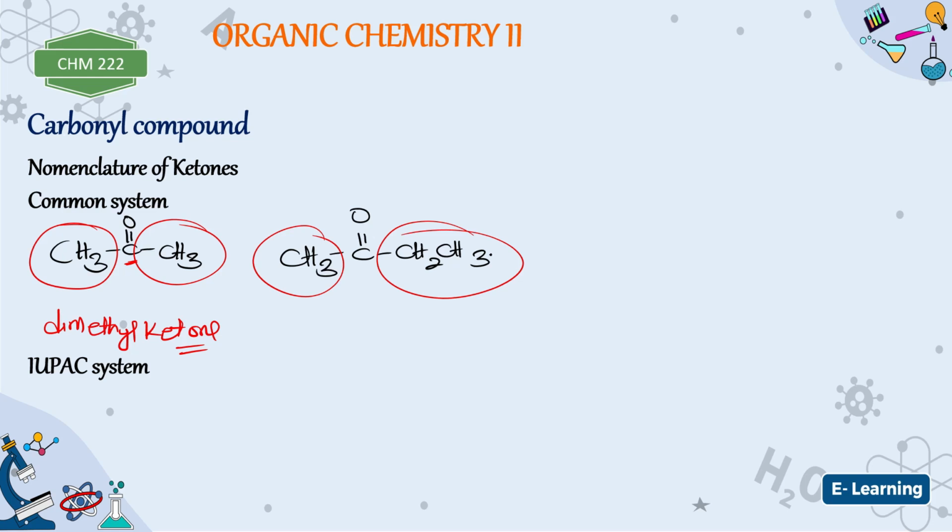So what do you call this compound? This group attached here is a methyl group, while this attached here is an ethyl group. So what do you call this? Now, in alphabetical order, between E and M, which one comes first? Of course, E goes first.